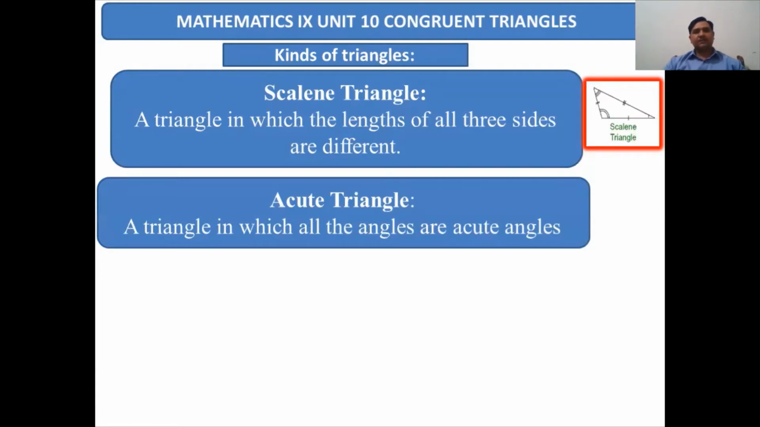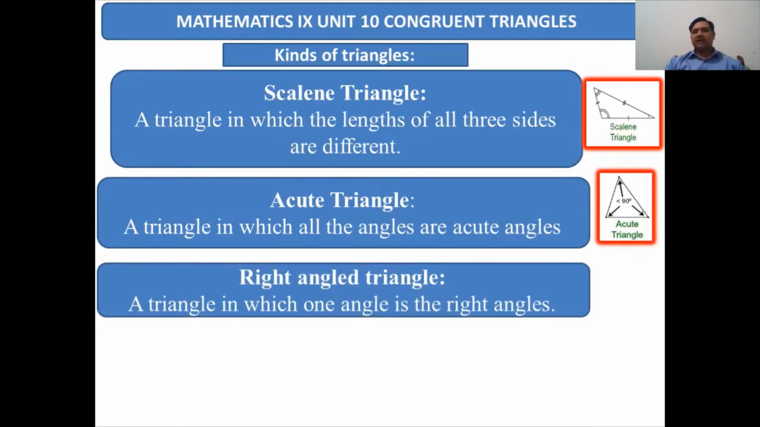Acute angle triangle, a triangle in which all the 3 angles are acute angles. An acute angle is an angle which is less than 90 degrees. So all the angles must be less than 90 degrees. So this is an acute triangle. In acute triangle, each angle of triangle must be less than 90 degrees.